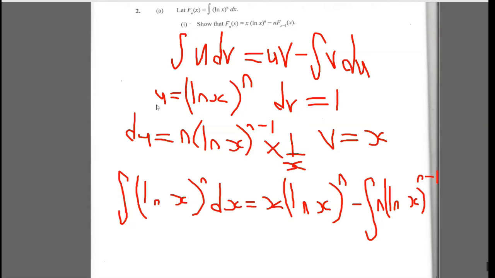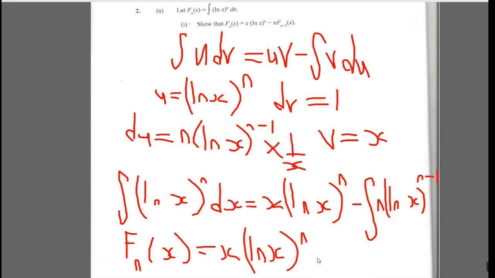All of this initially, we can just call it f_n(x). So what we get is f_n(x) is equal to x ln x raised to the nth power, minus, we can factor out the n, n times the integral of ln x raised to the n minus 1, and the integral of ln x raised to the n minus 1 is f_(n-1).